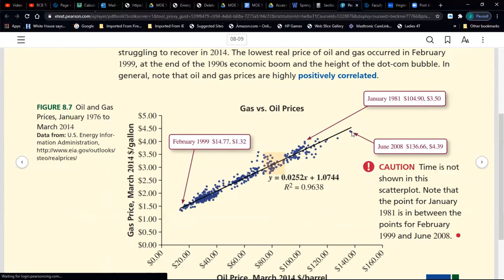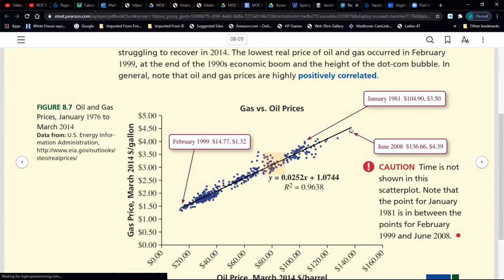This dot over here was June of 2008, when oil was 136 a barrel, so that was probably around the storm time, and 4.39 a gallon, so it was pretty high. And then January 1981, so this is 2008, which is not the furthest in time. We were going up to 2016. And then this point over here is 1981. So over here on the left, we got a point from 99. Here's a point from 81.